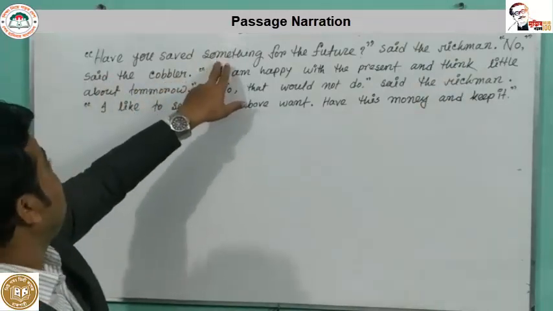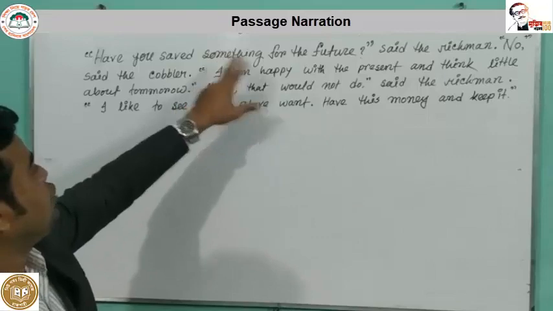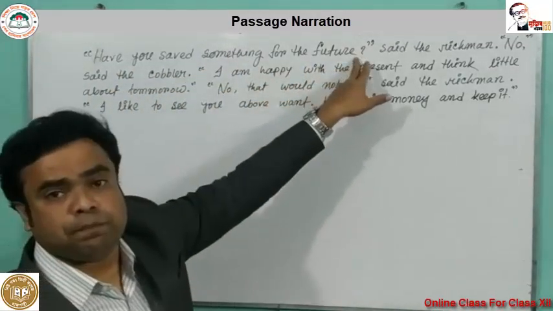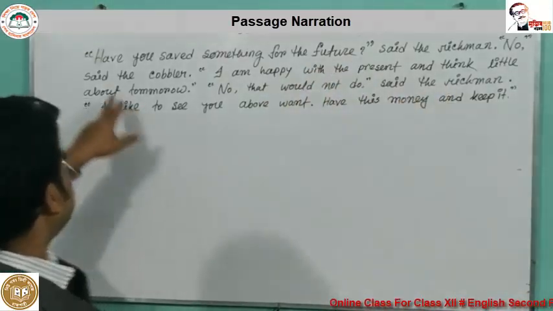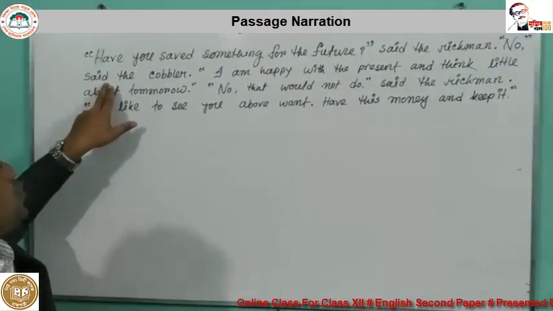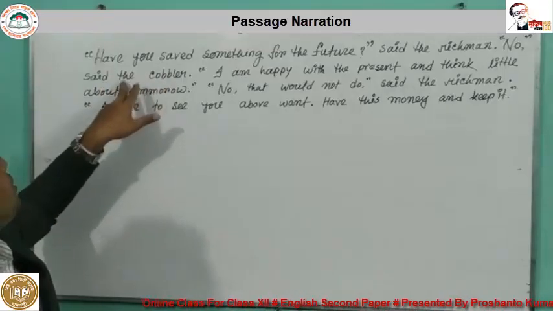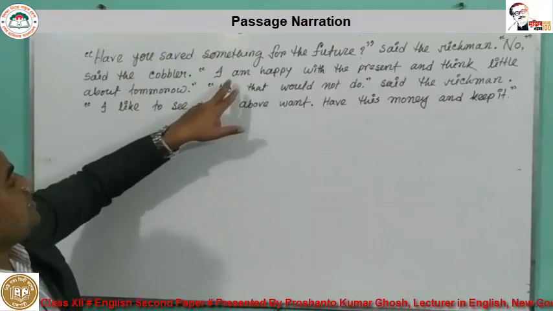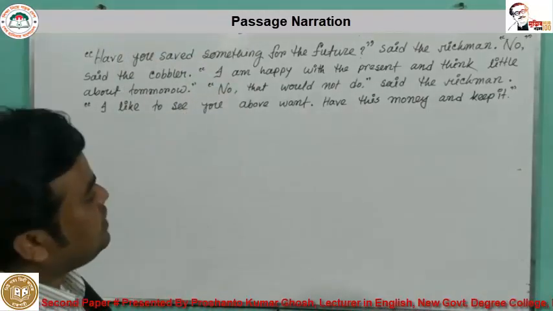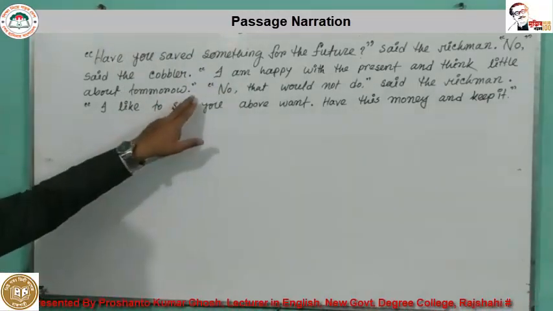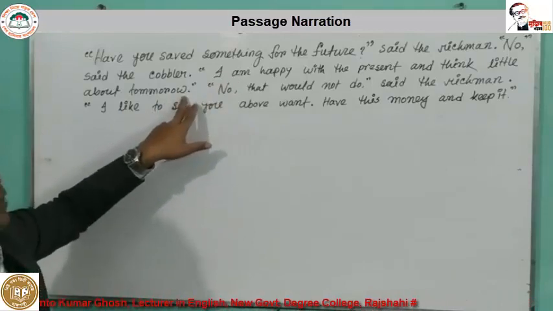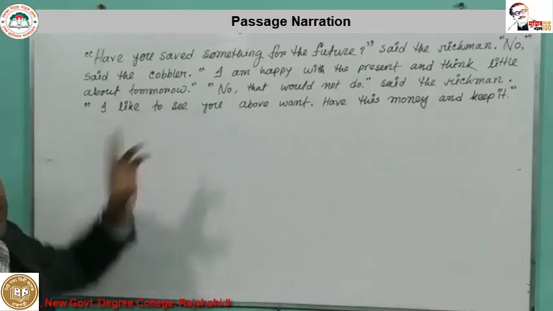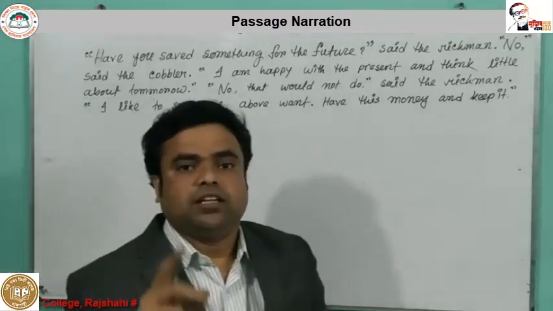Here the rich man is asking a question to the cobbler: have you saved something for the future? And the cobbler is replying: no, said the cobbler. And another speech: I am happy with the present and think little about tomorrow. Another speech of the cobbler. At first the cobbler replied no and then added another speech. So, dear learners, this is very important. You have to know it.